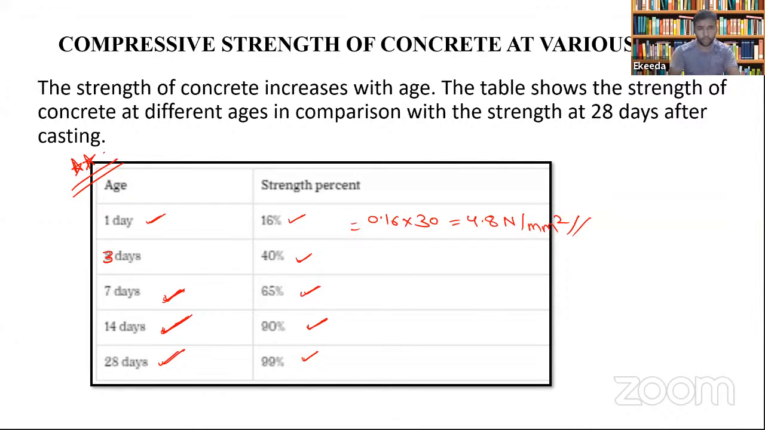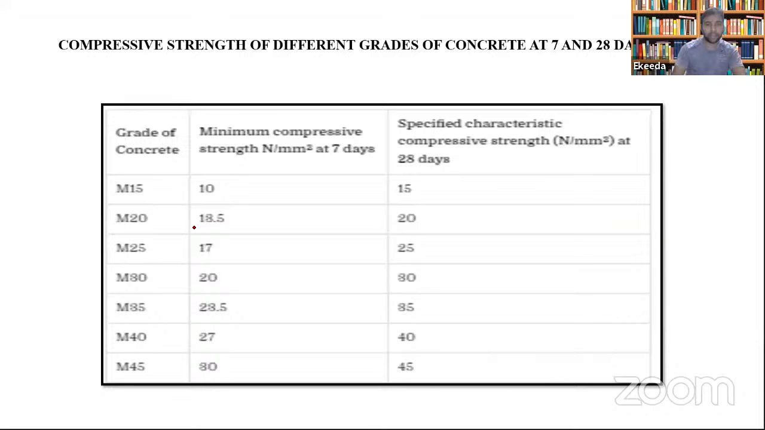Done. Okay. Now here I had written the grade of concrete and the minimum compressive strength in 7 days and in 28 days. Now for M15 concrete, the 7 days compressive strength that will be achieved by that concrete is 10 Newton per mm square, and in 28 days almost 15 Newton per mm square. Similarly for M20, M25, M30, M35, M40 and M45 I had written here.